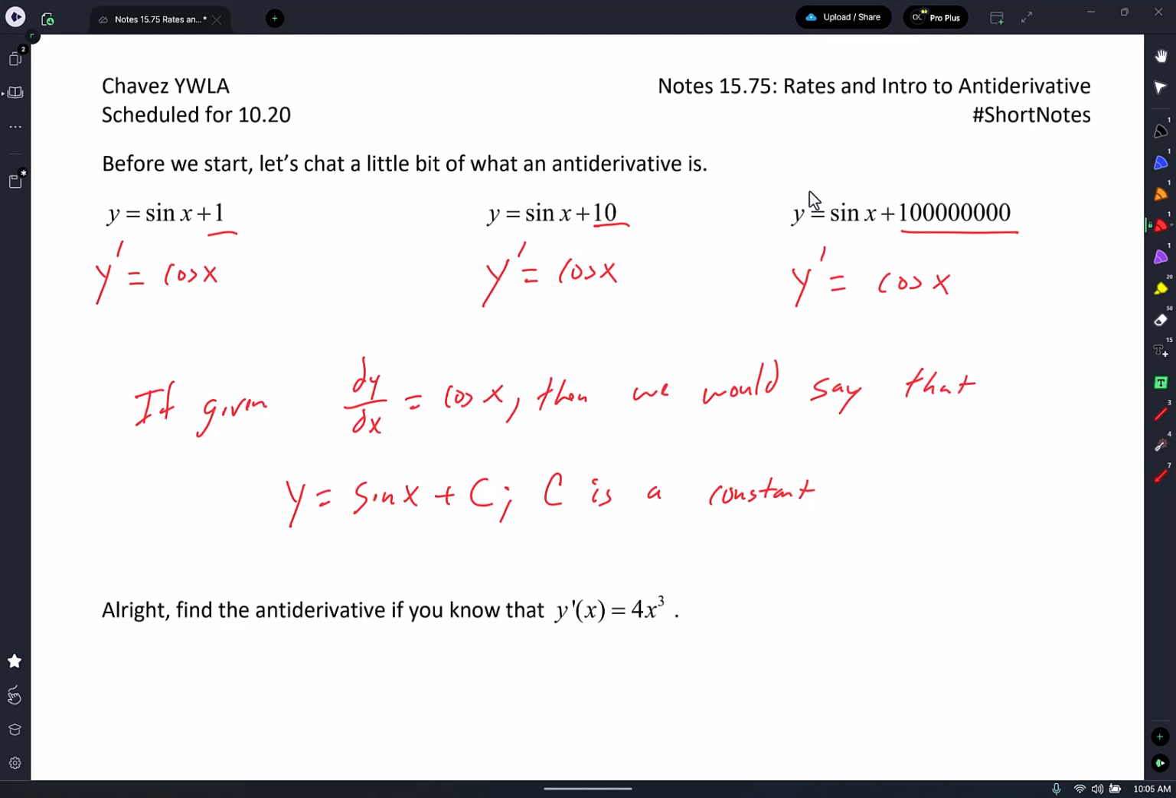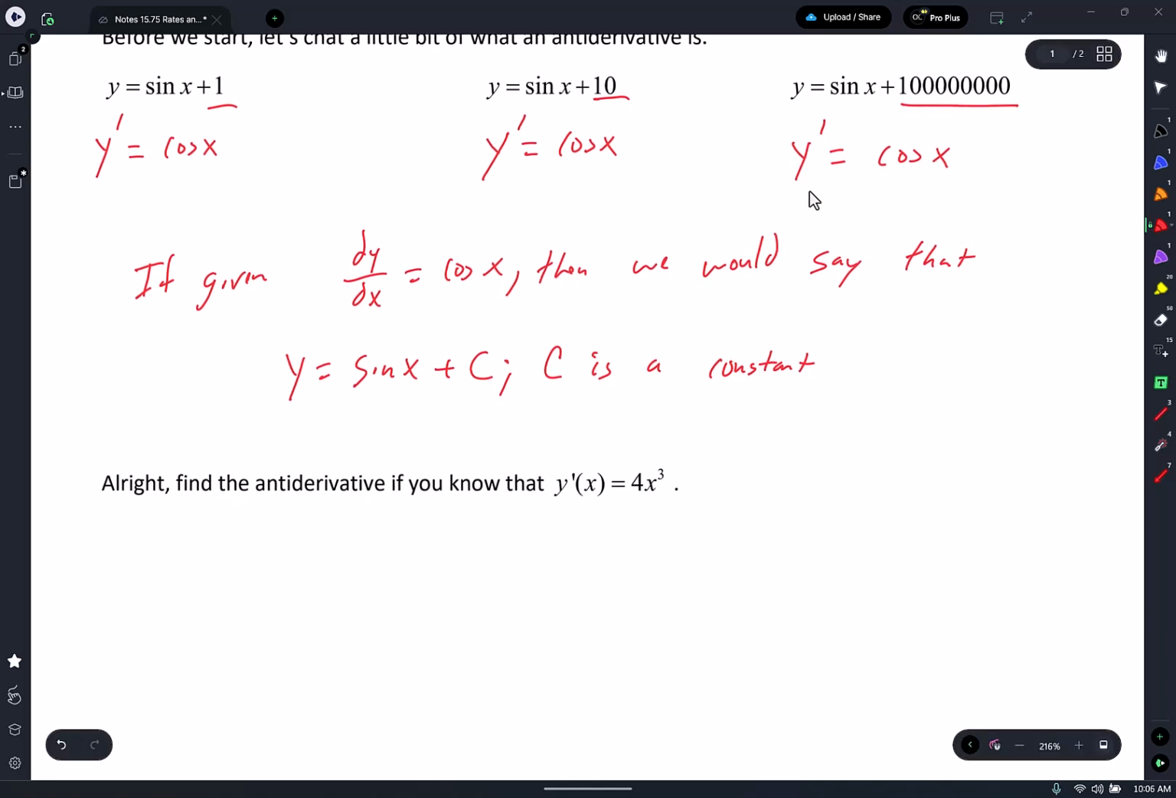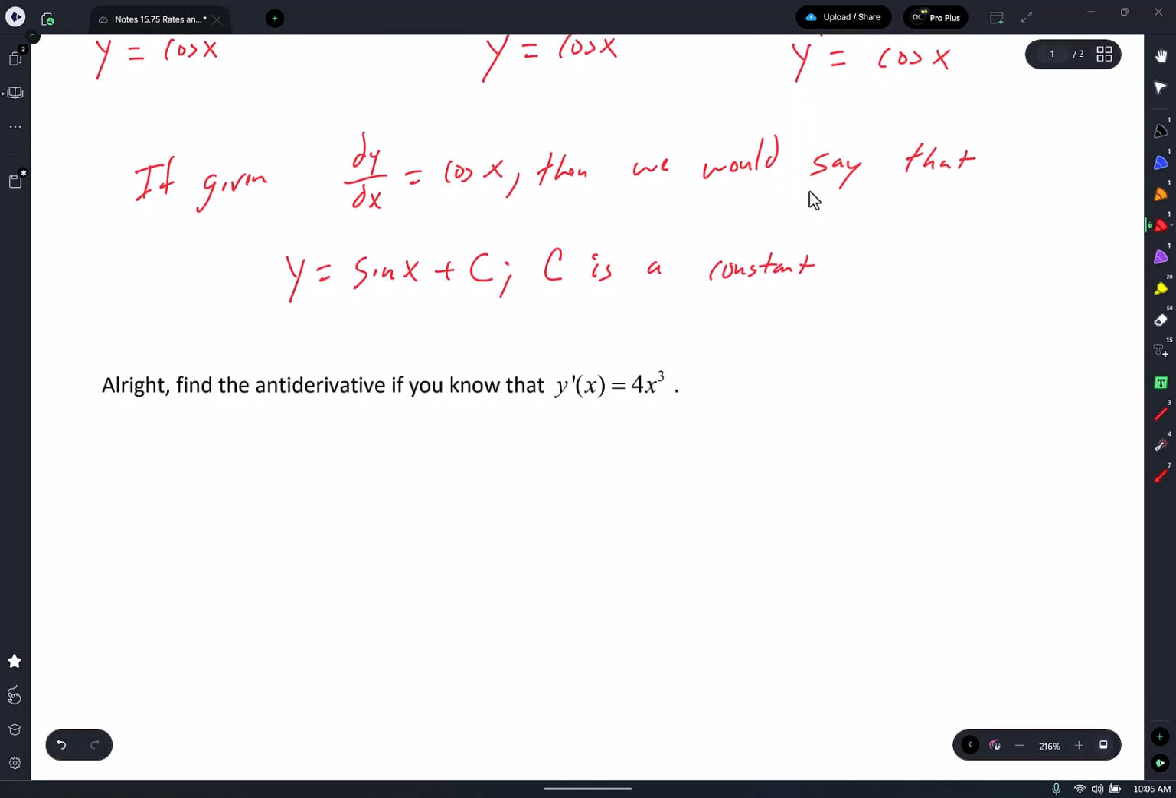Cool or not cool? Cool. So let's see if we can figure it out. Just like Ms. Cruz said, they give us the derivative, and we have to figure out what the original equation is. So we're going to do the inverse operation for the power rule.